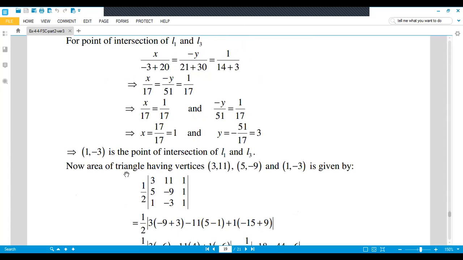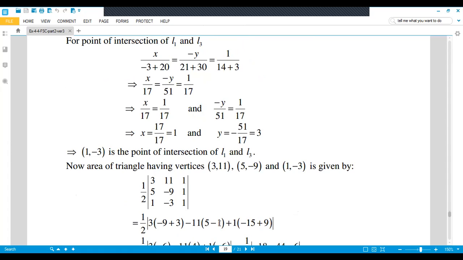Now for the area, you know that the area of a triangle is half of the determinant of the coefficient of x, coefficient of y, and then the constant 1, 1. So you open the determinant with the determinant matrices. You know how to open the matrices. When you take the first, the multiplication of this minus this, so minus 9 plus 3, and the second one is minus 11, then 5 with 1 and 1 with 1.